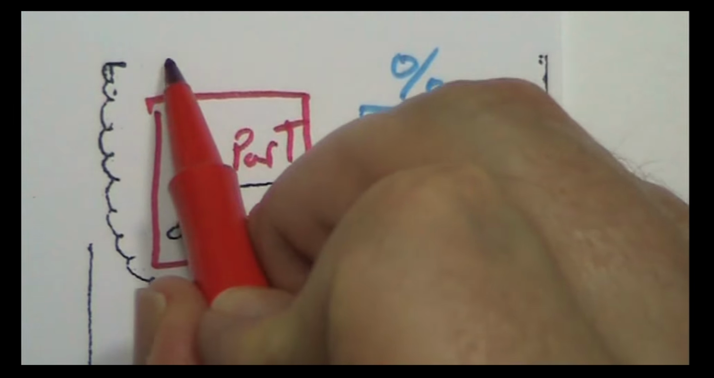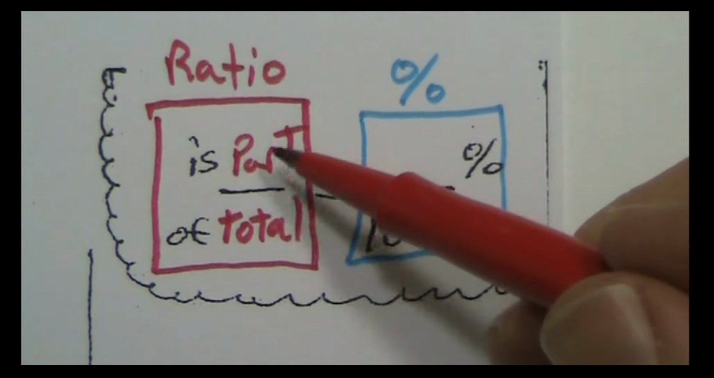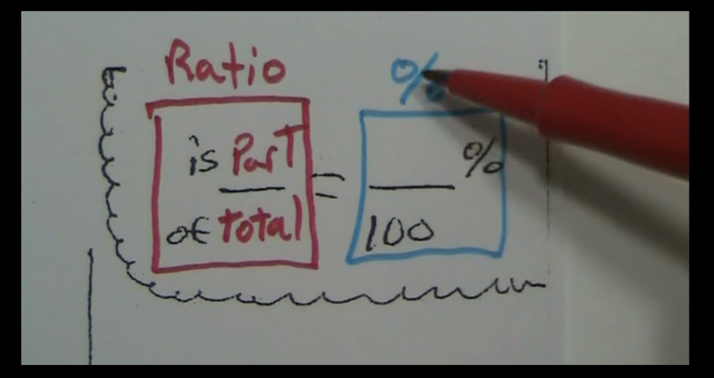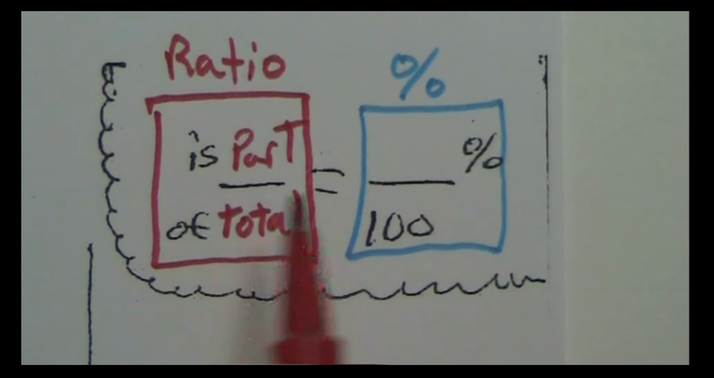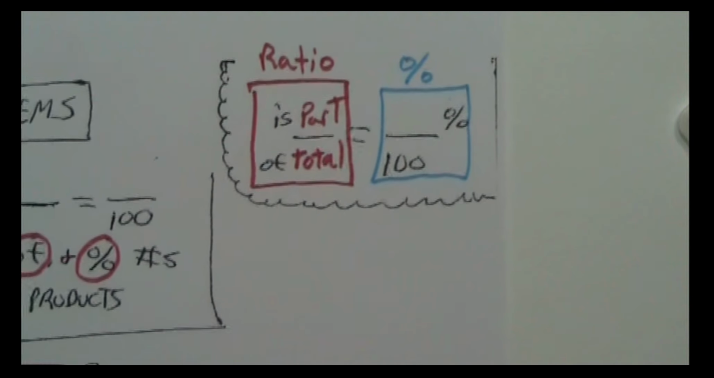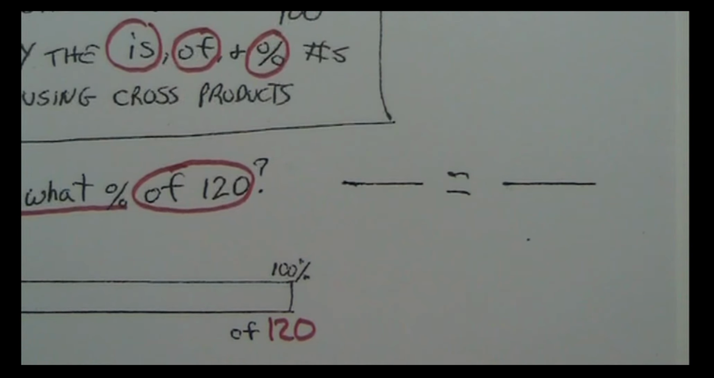All right, and I'll just put the word ratio. So you have some ratio, part to total, and then we have percent. And they're equal to each other. So what we use is proportions to solve that.